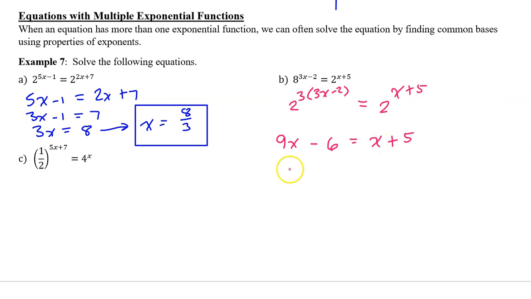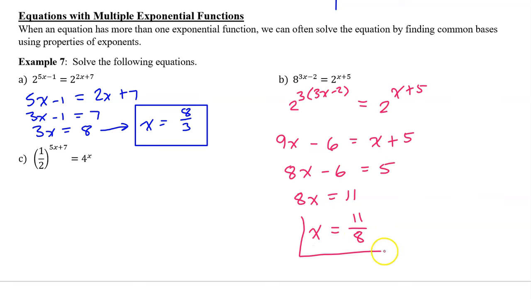Subtracting x from both sides, we get 8x minus 6 is equal to 5. Adding 6 to both sides, we have 8x is equal to 11. And dividing both sides by 8 gives us x equals 11 over 8. So that's the answer.